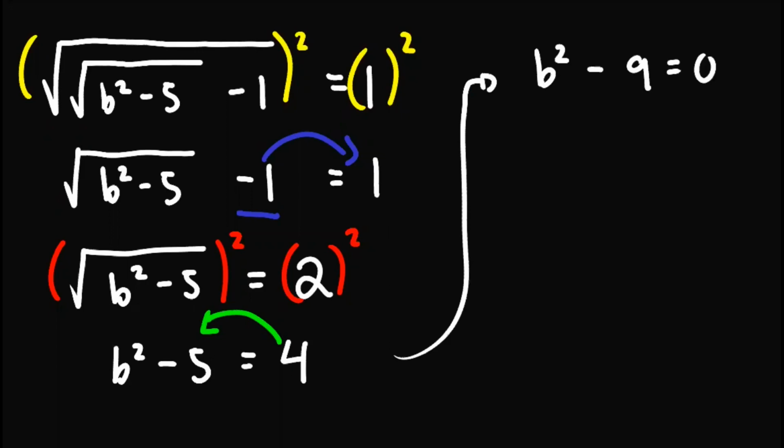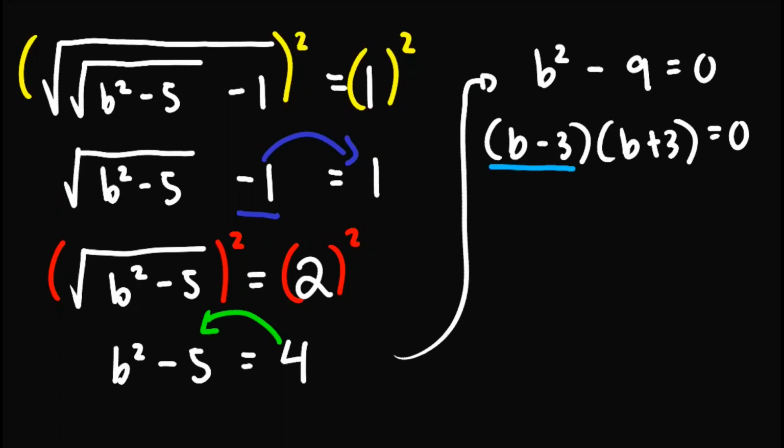By difference of two squares, this factors to b minus 3 times b plus 3 equals 0. So if b minus 3 equals 0, we have b is equal to 3. And if b plus 3 is equal to 0, we have b is equal to negative 3. Last step, we check these roots in our original equation.